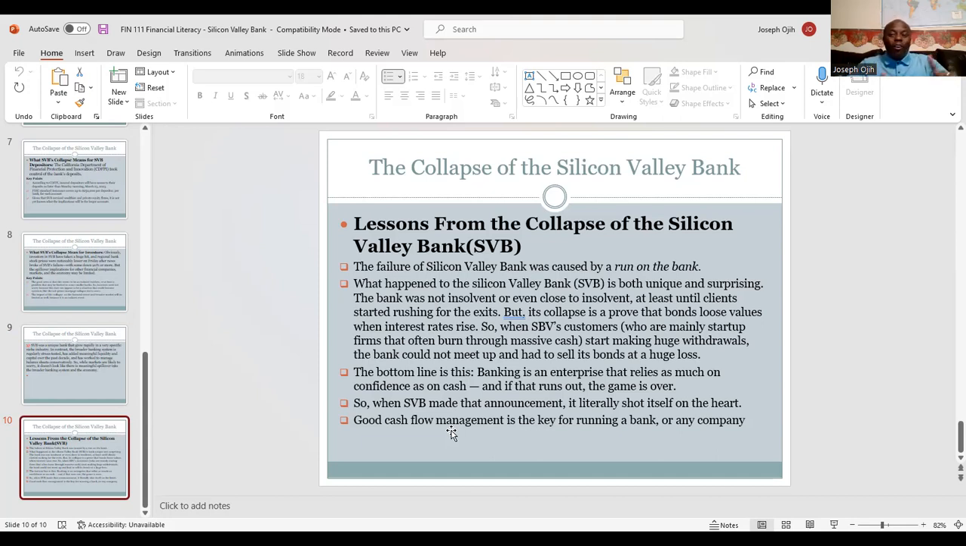So for all finance professionals and for my financial students, always have this in the back of your mind: good cash flow management is the key for running a bank and for any business for that matter.